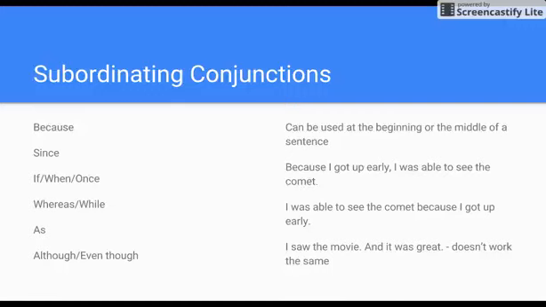So there's an example here. Because I got up early, I was able to see the comet. Okay, if we put because in the middle of the sentence, now we start the sentence with the second clause. I was able to see the comet because I got up early. We just change the order of the clauses. Okay, now notice that the first example uses a comma and the second example doesn't. Okay, so that's one example.